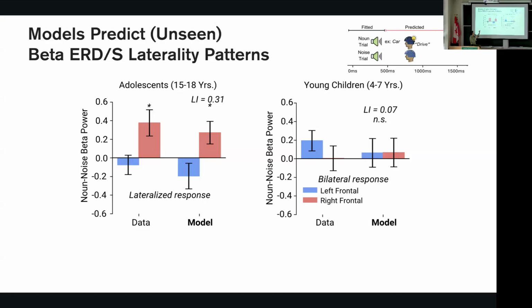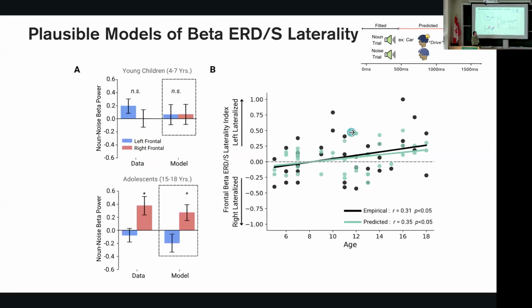And noting that, again, this model was not fitted on the changes in oscillation. It was fitted just on the evoked response to the noun versus noise. And so this was very interesting. I myself didn't think this could work, but Jing believed in it.